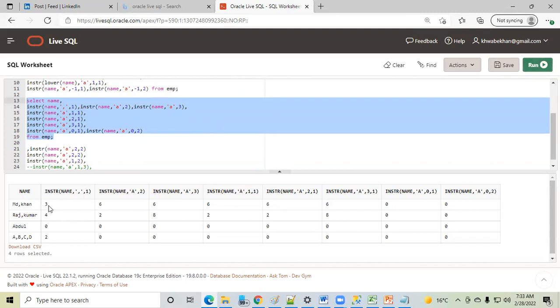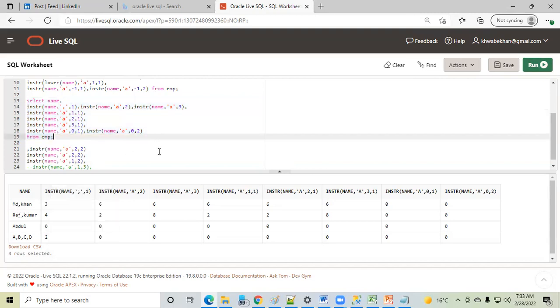Comma I have kept here, but why is it coming 3 here? Third place, because the comma is present at the third position. How many arguments are there in the instr function? 4. Is the fourth argument mandatory? No. If I'm not mentioning that, by default, what will SQL assume? The first occurrence. Very good. Perfect.